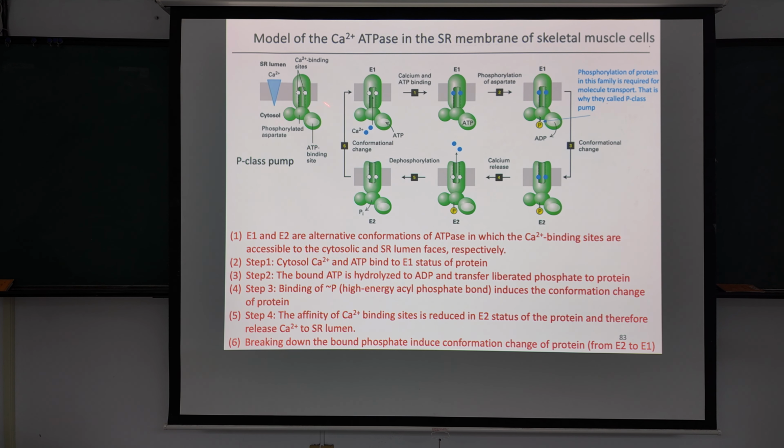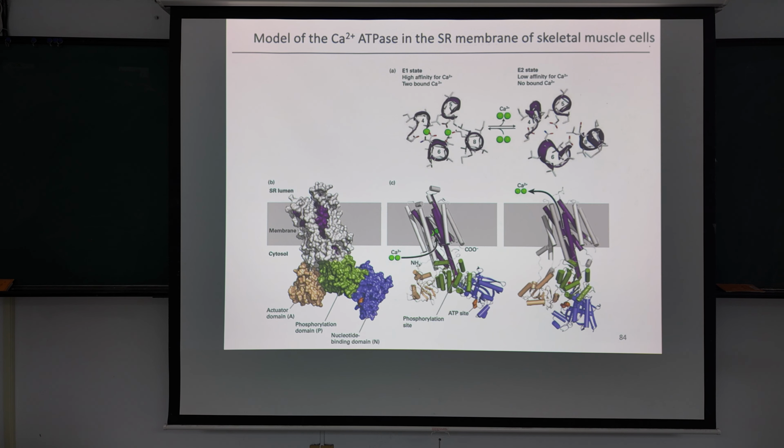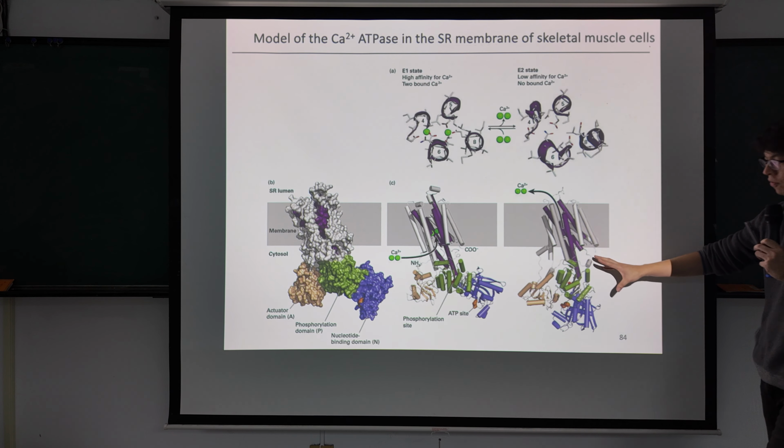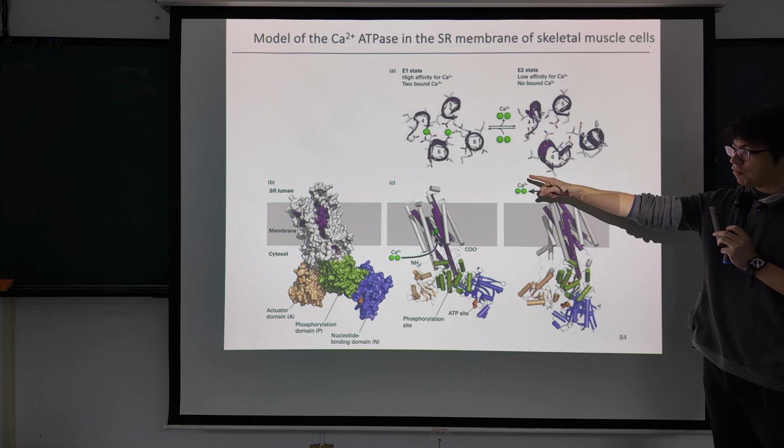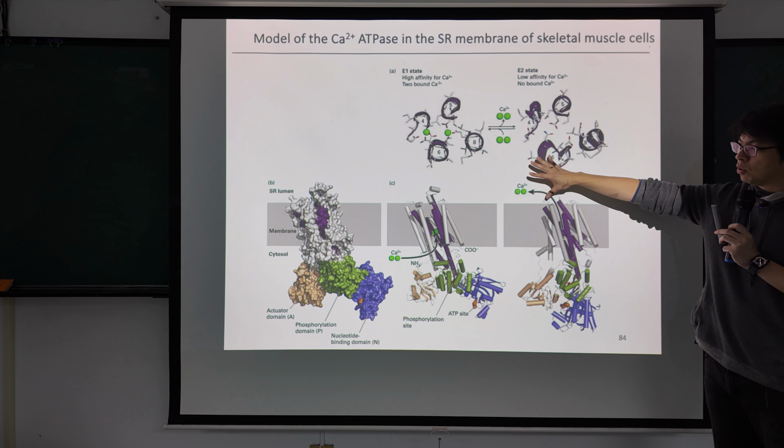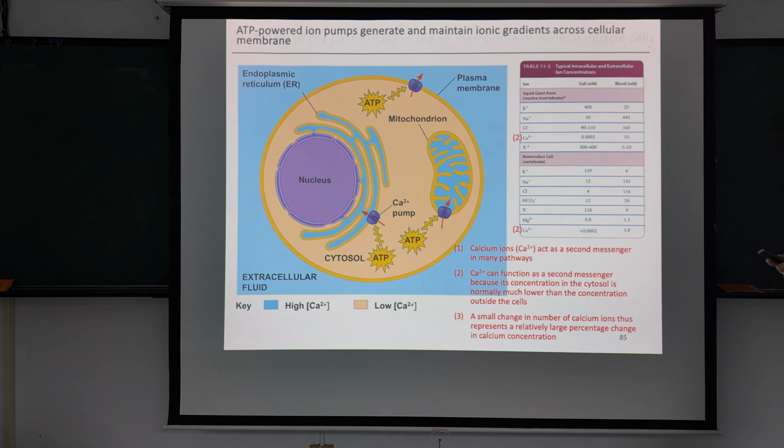So this is the cartoon for the calcium ATPase, but this is the real protein structure of the calcium ATPase. So this is the calcium binding site, and this is the phosphorylation site at the aspartate, and this is the ATP binding site. Okay, so they will change from this conformation to the other conformation. Okay, so they release the calcium, and calcium can go to the SR lumen.